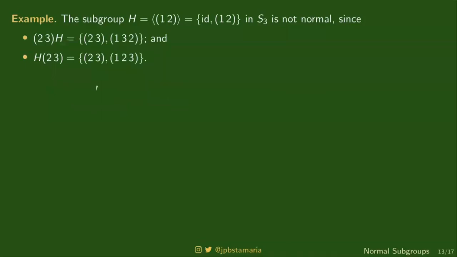And these two elements are not the same. Kasi ito si 1 pupunta sa 3. Dito si 1 pupunta sa 2, di ba? Hindi parehas na function yan. Kaya, itong dalawang cosets na to are not the same. So that is enough to prove that H is not normal.